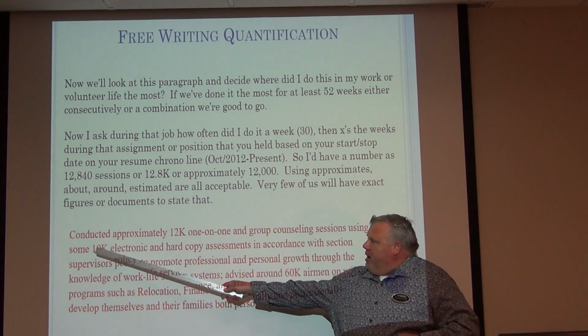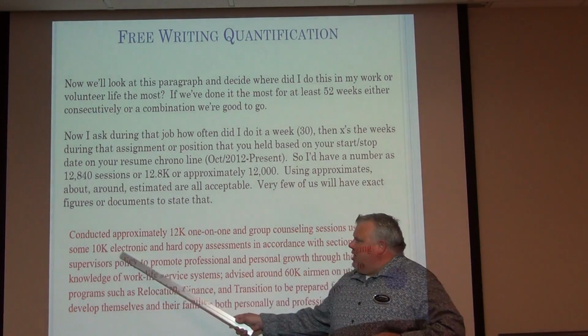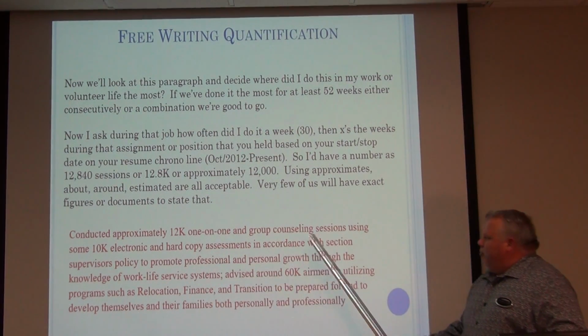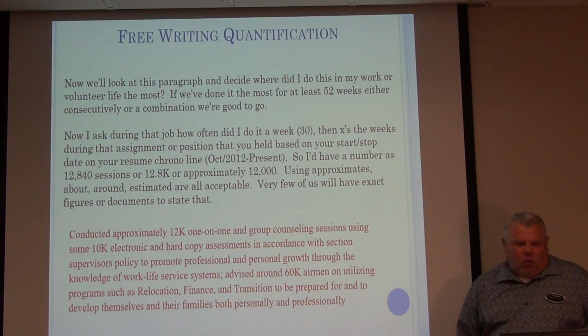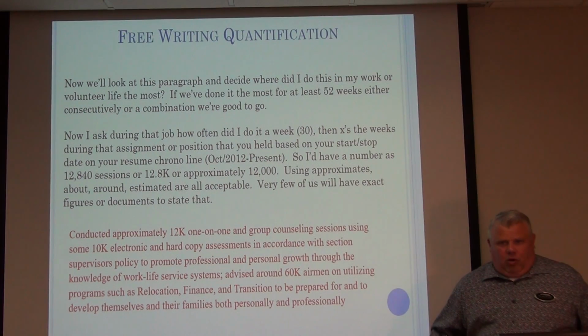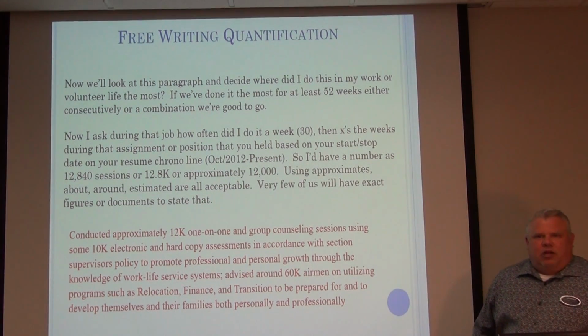But now let's read our paragraph. Conducted approximately 12,000 one-on-one and group counseling sessions using some 10,000 electronic and hard copy assessments in accordance with the section supervisor's policy to promote professional and personal growth through the knowledge of work-life services, advised around 60,000 airmen on utilizing programs such as... I went back and quantified using those: about, around, approximately, estimated. Those are appropriate. Nobody's going to ask you for a document that says, oh really, 60,000 people? I want to see that. We're taking your word as being true.